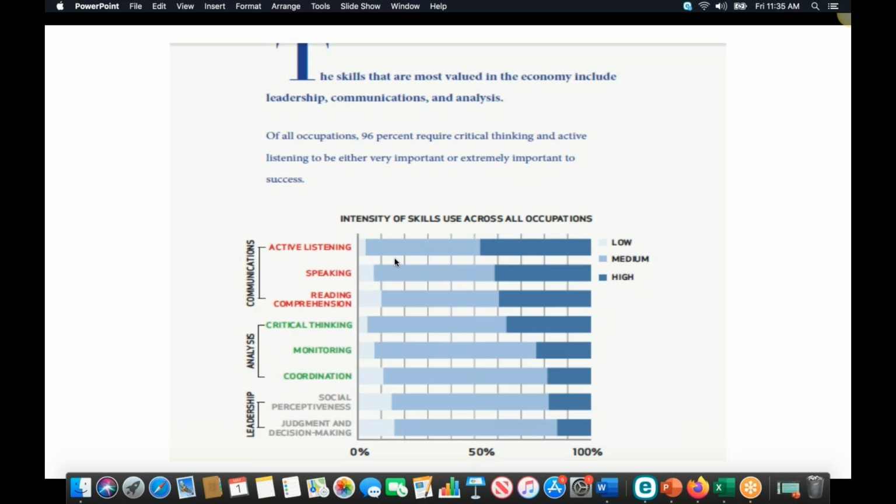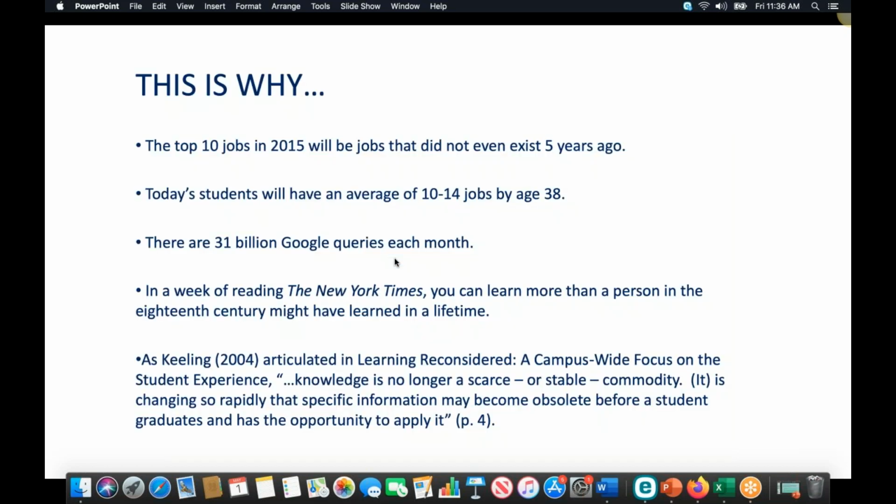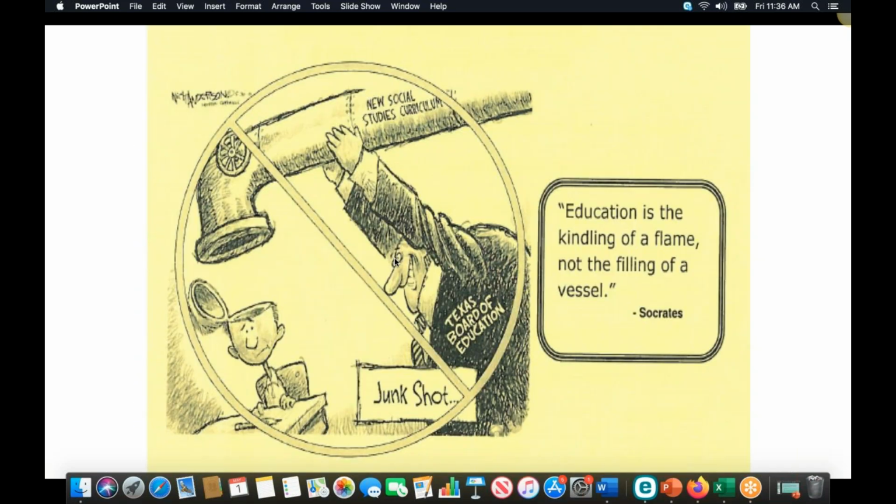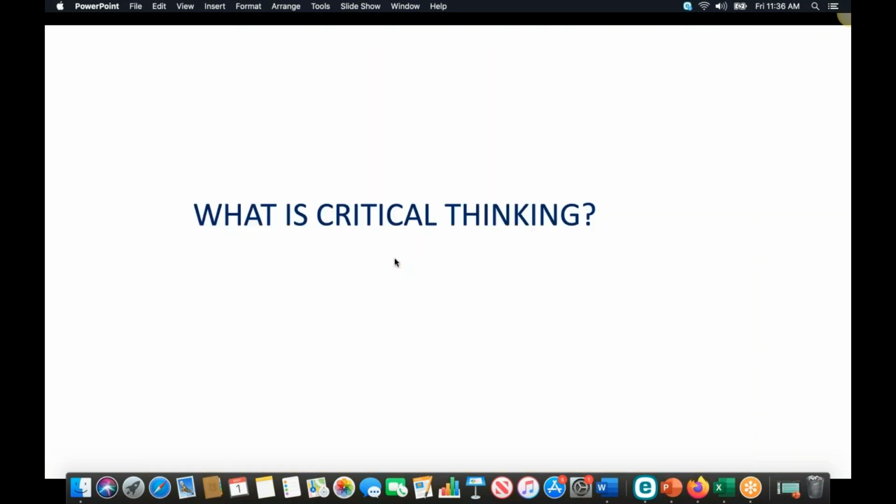Believe it or not, active listening is also about listening in a digital environment, right? Are you really reading that student's post? Are you really reading that student's text? Actually engaging and listening to what the other person has to say, as opposed to just waiting for your turn to talk. At the end of the day, why critical thinking? Because we want the anti-junk-shot approach in online education. Instead, we want what Bill and Ted's Excellent Adventure would title it, which is: education is not the filling of the vessel, it's the kindling of the flame. You want that restlessness, you want that curiosity.